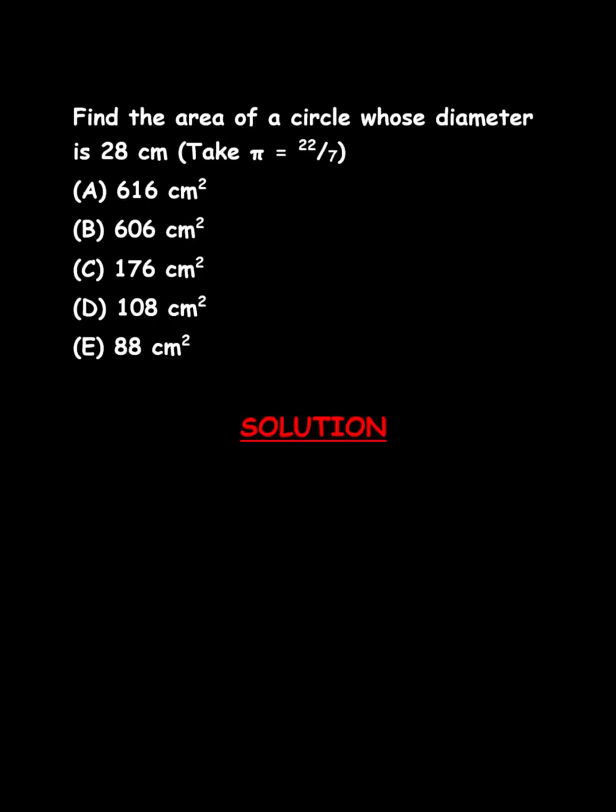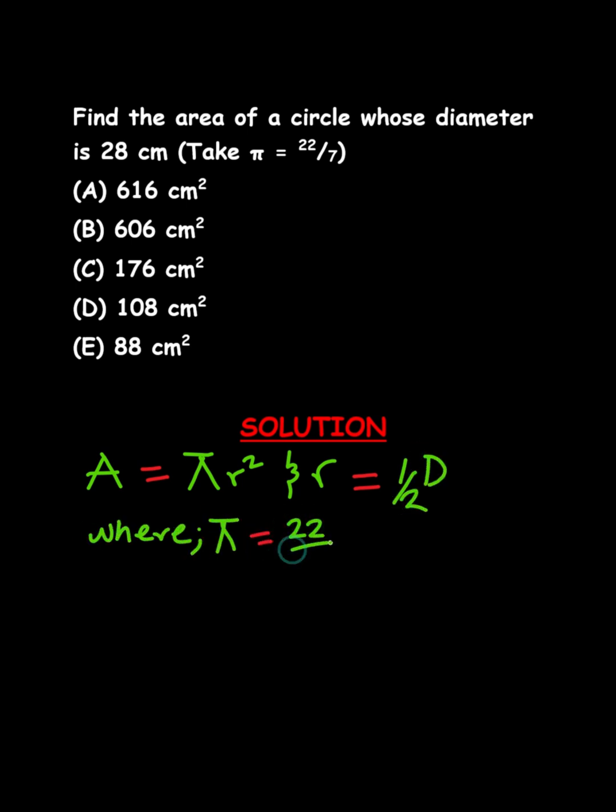Find the area of a circle whose diameter is 28 centimeters. Take pi equals 22 divided by 7. Solution. Know that the area of a circle equals pi r squared, and the radius of a circle equals 1/2 of its diameter, where pi equals 22 divided by 7.